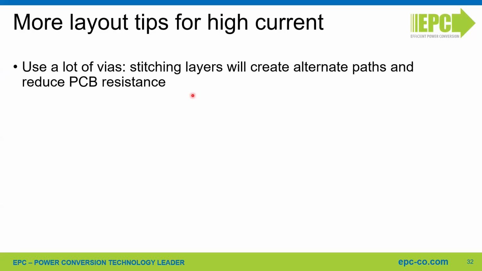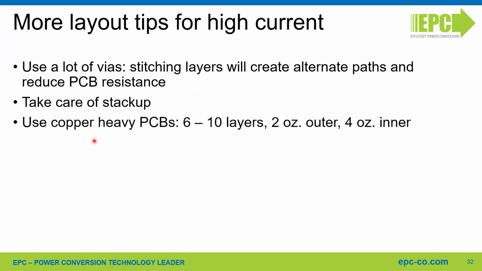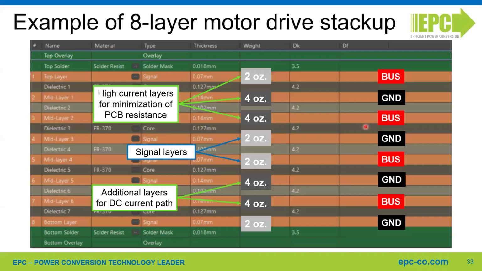Further tips, it is advised to use a lot of vias. So if you stitch layers between them, you create alternate paths and you reduce the PCB resistance. Stackup is very important. And we suggest using heavy copper PCBs, so 6 to 10 layers, 2 ounce outer copper and 3-4 ounce inner copper.